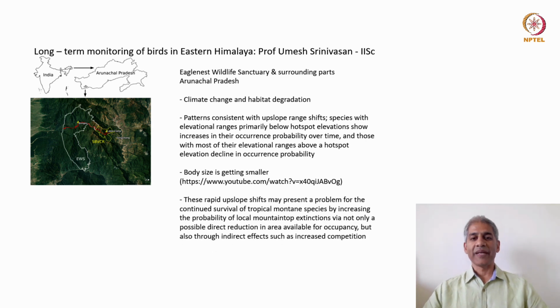So these researchers made the point that these rapid shifts in range that they observed over the past decade could present a problem and could in fact cause a local extinction, because species which were moving up in range might just run out of area or run out of mountain in which to move to. And the other possibility is also that they could face indirect effects such as increased competition because a new species is now moving into their range and could be competing for the same resources.